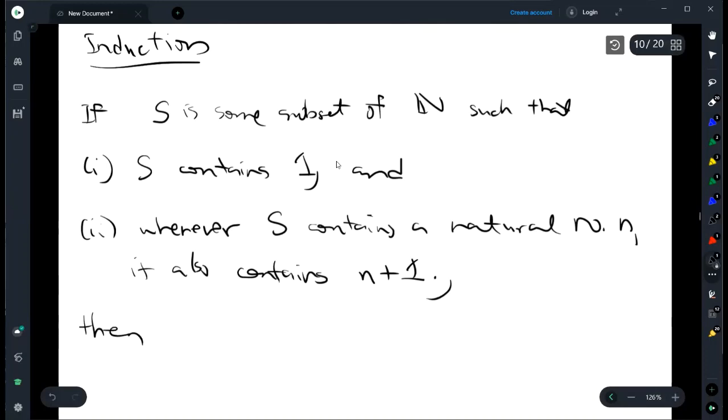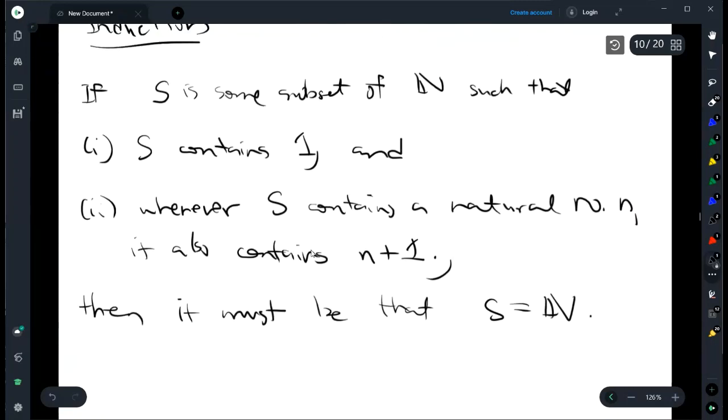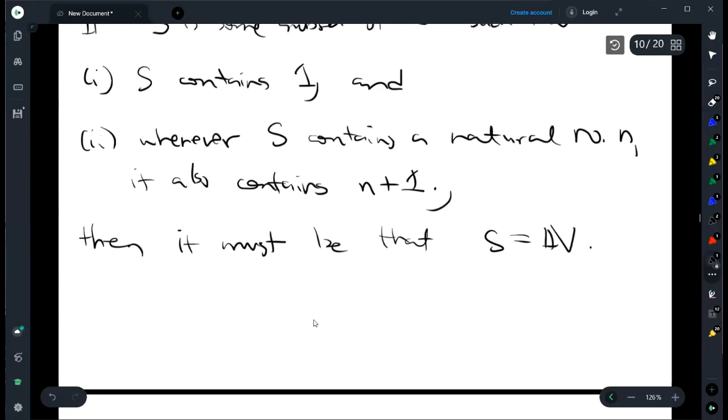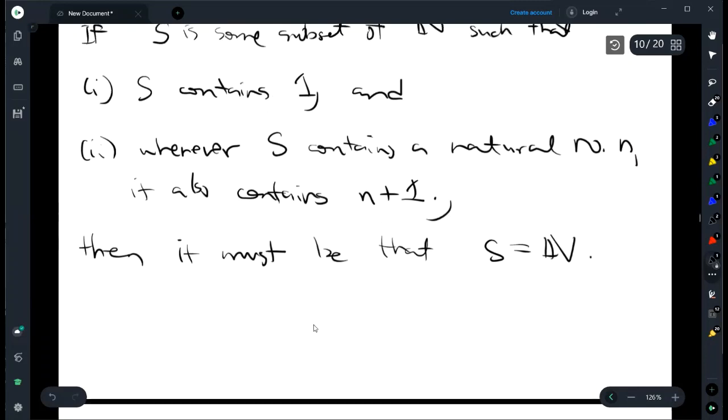then we say that S must be equal to N. And that's the idea behind proving by induction.